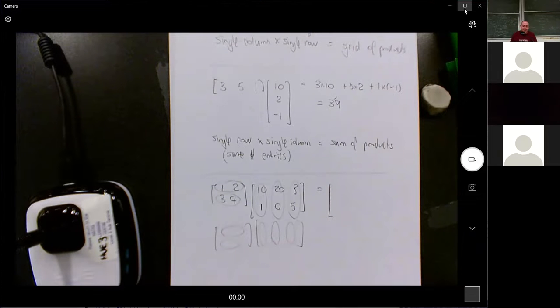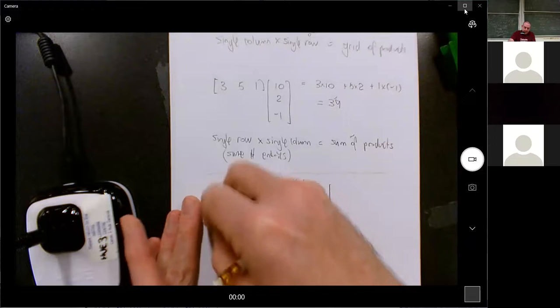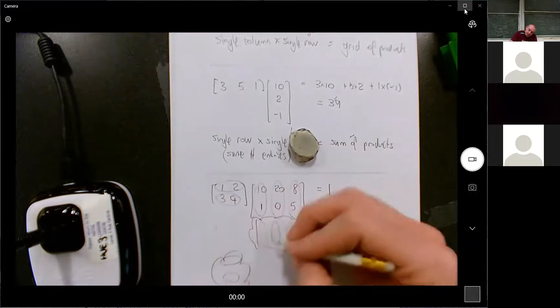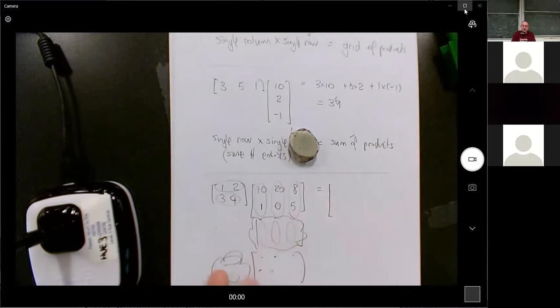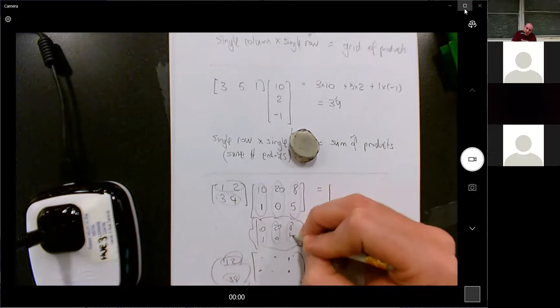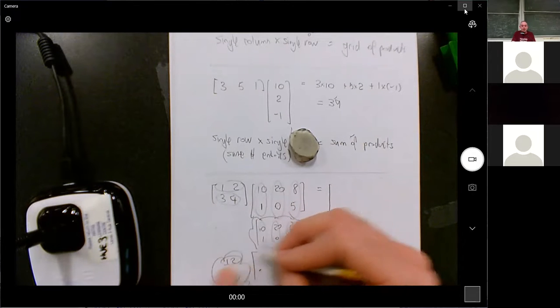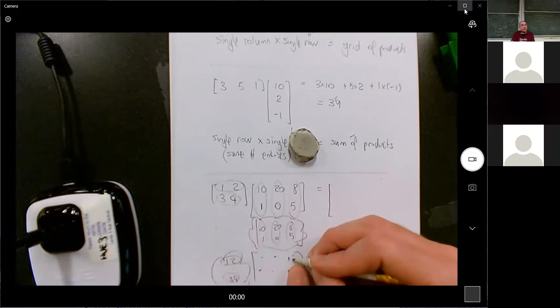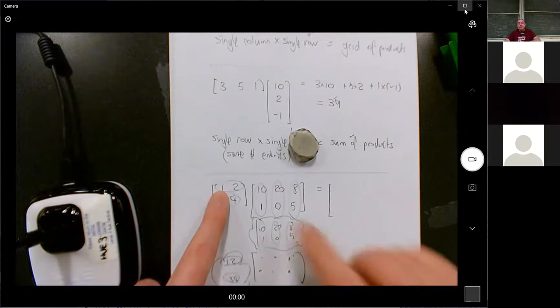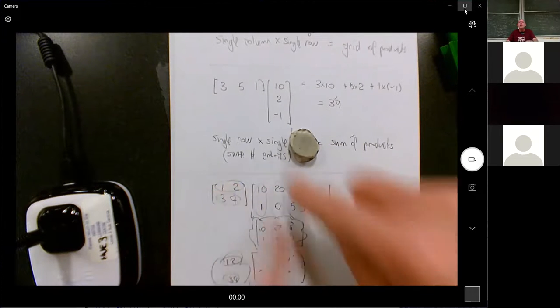If I was making a grid, I would imagine this, right? And I would imagine this. And in these positions, I would put the answers of this one times this one, and this one times this one, and this one times this one in the matching spots in the grid. So I'm going to put 1 and 2, 3 and 4, 10 and 1, 20 and 0, 8 and 5, and this one times that one goes in this spot, and this one times that one goes in this spot, and this one times that one goes in this spot. Most people don't draw this, but some people find it really useful. Most people just follow their fingers along as they do the matrix multiplication.